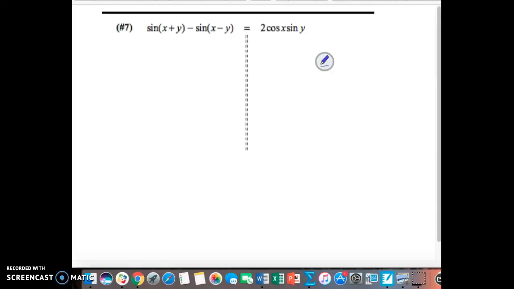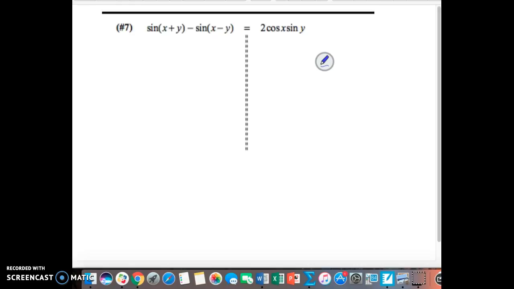This is part 2 of Ms. Steele's Precalculus, Section 7.2, still dealing with addition and subtraction formulas. For our last example, we are going to be converting sine of x plus y minus sine of x minus y into the right-hand side, 2 times cosine of x times sine of y. We'll do so by just substituting in our addition and subtraction formulas for sine.